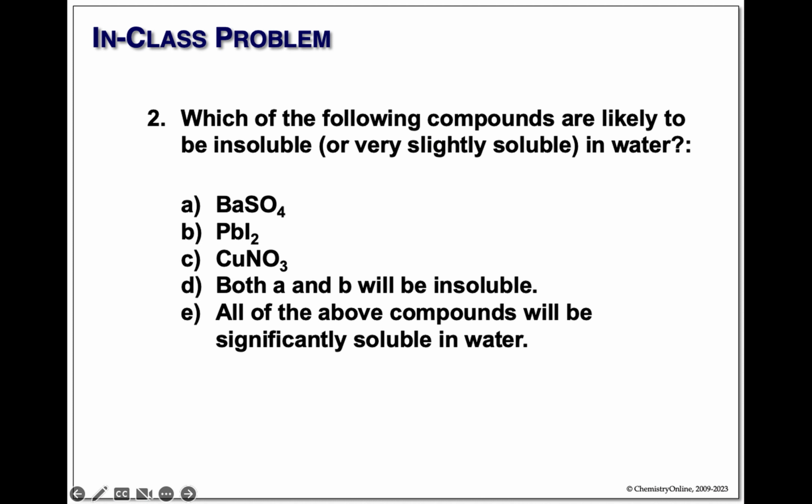All right, barium sulfate. We've seen this before. We know that barium, even though most sulfates are soluble, barium is a bad guy. Barium sulfate, classic, insoluble. Lead iodide, we saw the movie. Beautiful yellow compound, nicely insoluble. Copper nitrate, oh, it's a nitrate. Of course it's soluble. A and B.